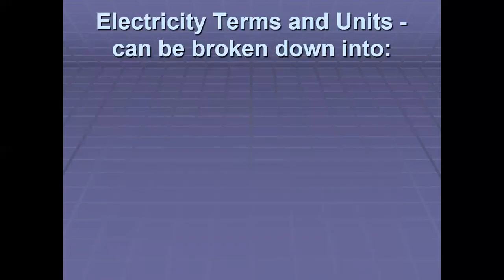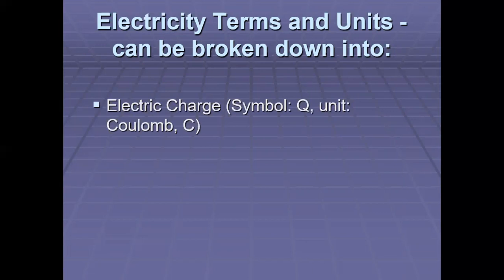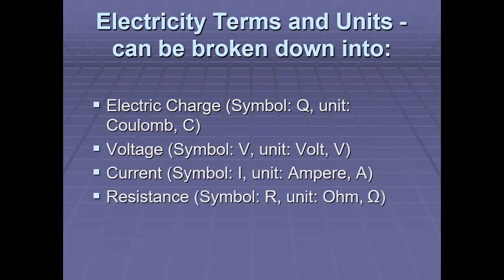Next, the terms and units for electricity. It can be broken into components like electrical charge, voltage, current, and resistance. So these four are actually the basic units of electrical terms.